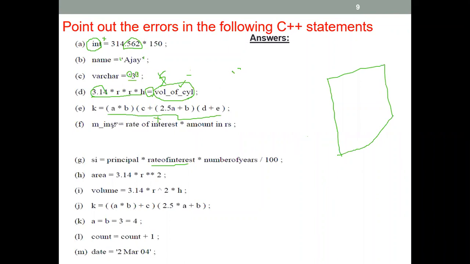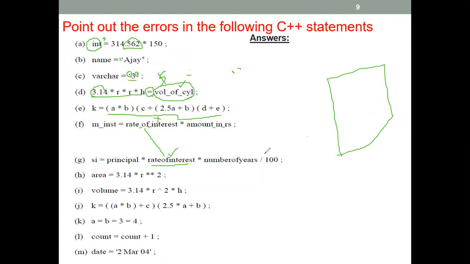And here you already know the mistake: the space is the mistake. So you can put an underscore like this, or you can write it together like this. Here, look, they write rate of interest together without the space. So this is correct and this is wrong. So when you see a statement similar like this, check these important points.